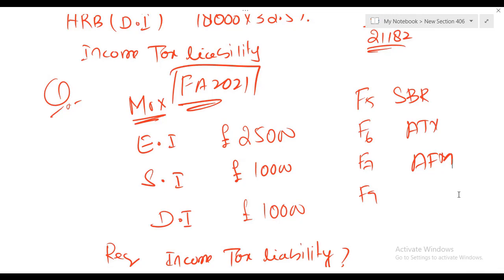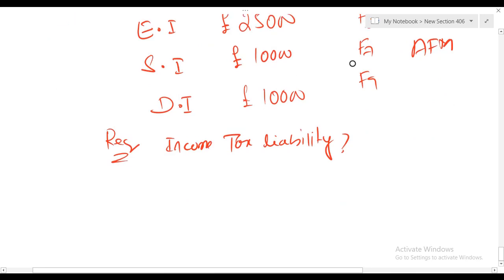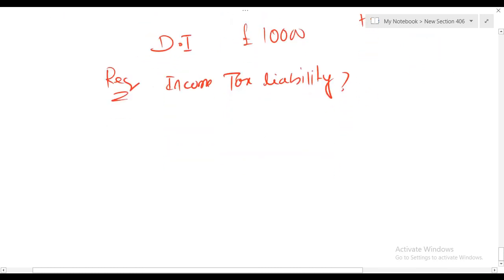I strongly believe that you people must have tried this. Let's see what answer you got. Let's try this question first, then I'm going to introduce new concepts. Non-saving income, saving income, dividend income, and then I'll have a total.